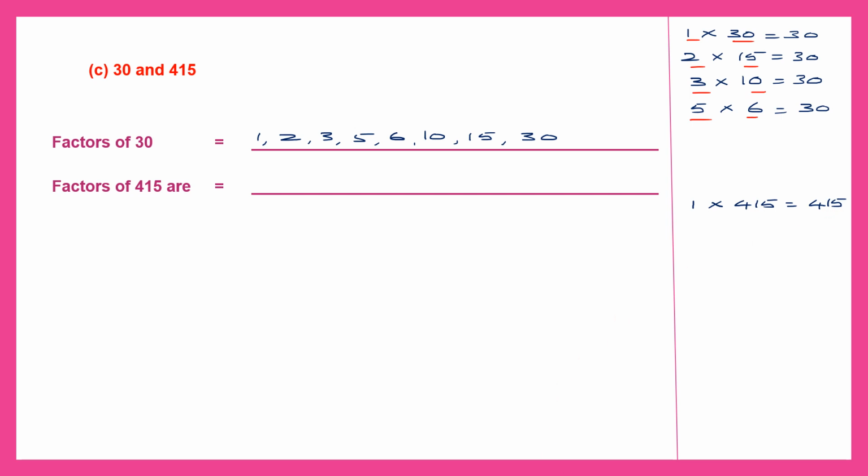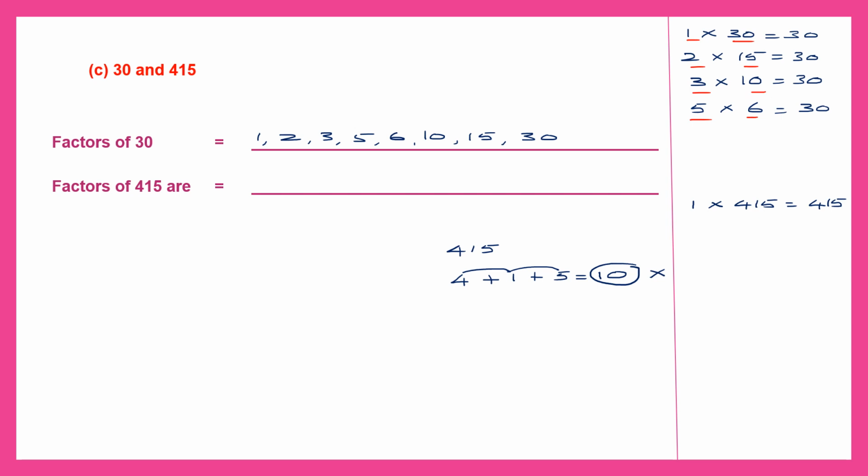Is it divisible by 3? What is the test for 3? We have to add up 4 plus 1 plus 5. How much is this? 4 plus 1 is 5, 5 plus 5 is 10. And 10 is not in the tables of 3. So this is not divisible by 3.